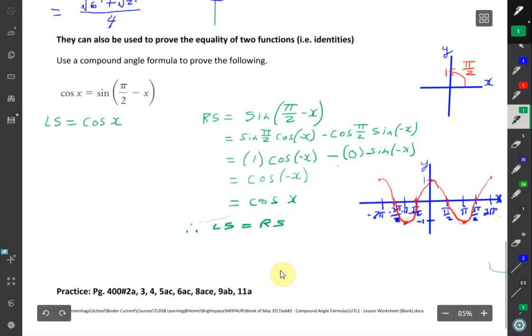And that's it for this lesson. You can go ahead and practice using these identities.